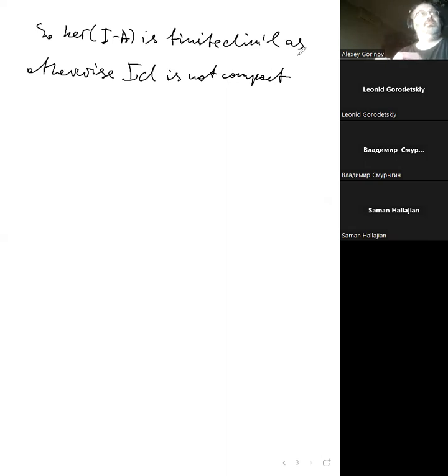Vladimir, why is it impossible for the identity operator to be compact if the underlying Hilbert space is not finite dimensional?